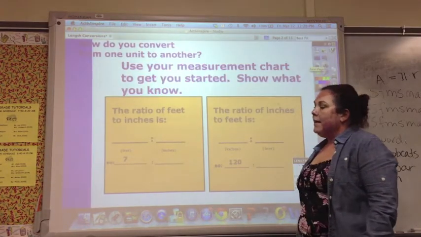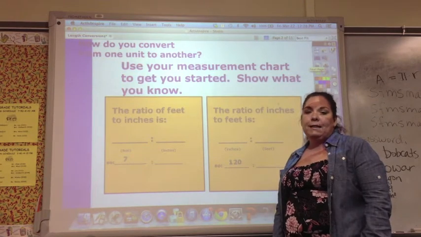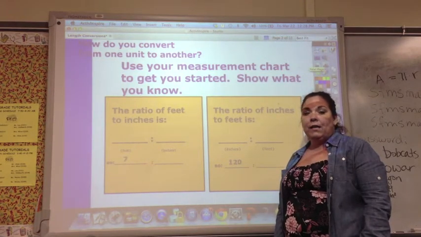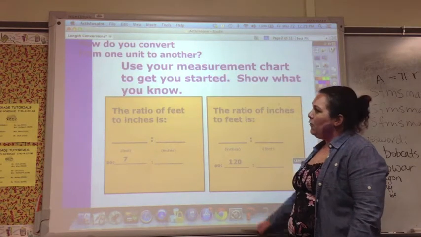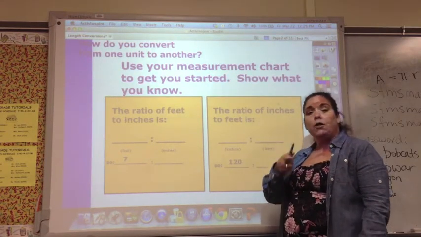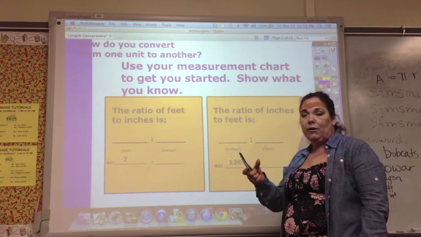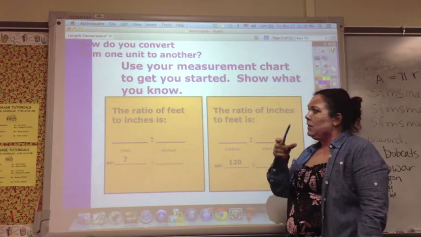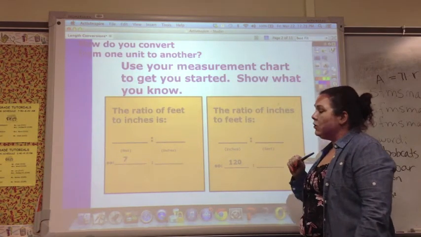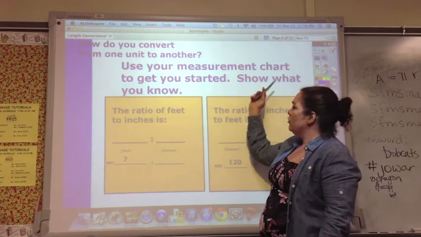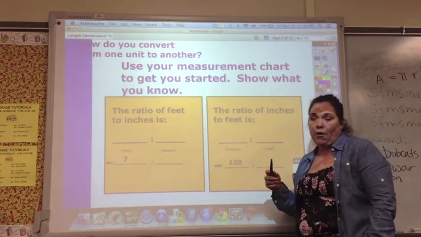So, if we're given yards, how do we find out how many feet that is? Or if we're given inches, how do we find out how many yards that is? So, how do we convert? Convert means go from one dimension to another. How do we convert units from one unit to another unit? And we start by using the measurement chart, and you got to show what you know.